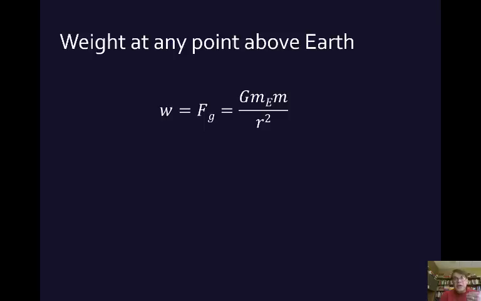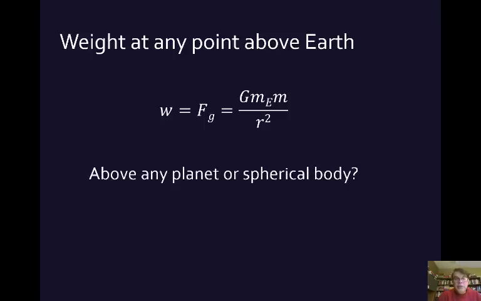We can actually go beyond this, and ask what the weight is going to be above any planet or any spherical body. The example in this section of Young and Freedman has to do with how much a spacecraft would weigh on the surface of Mars or going around Mars. We basically take the same formula. Instead of the mass of the Earth, we put in the mass of whatever body we're talking about, I used a B. So we could put the mass of Mars, M_M for Mars, or M_S for Saturn, and so forth.